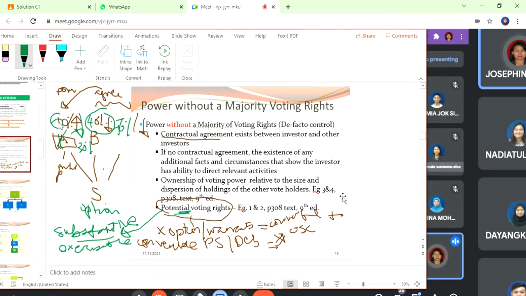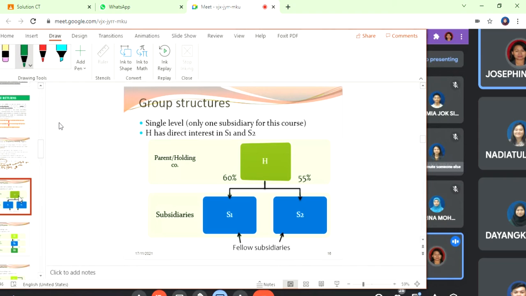So you can go to example 2 with more. Okay. Alright, so let me just finish off the group structure. Okay, so now we go to group structures. So there are various types of group structure.